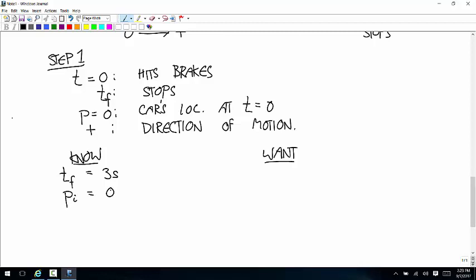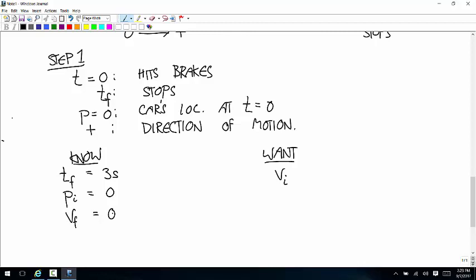Do we know position final? No, we don't know how far apart they are. Do we want to know that? No, we're not asked for it, so if we can get away without it, that's no problem. Do we know the initial velocity? That's the velocity at time equals 0. Do we care about that? That's the thing we're looking for, yeah. Do we know the final velocity? Yep, it's at rest.